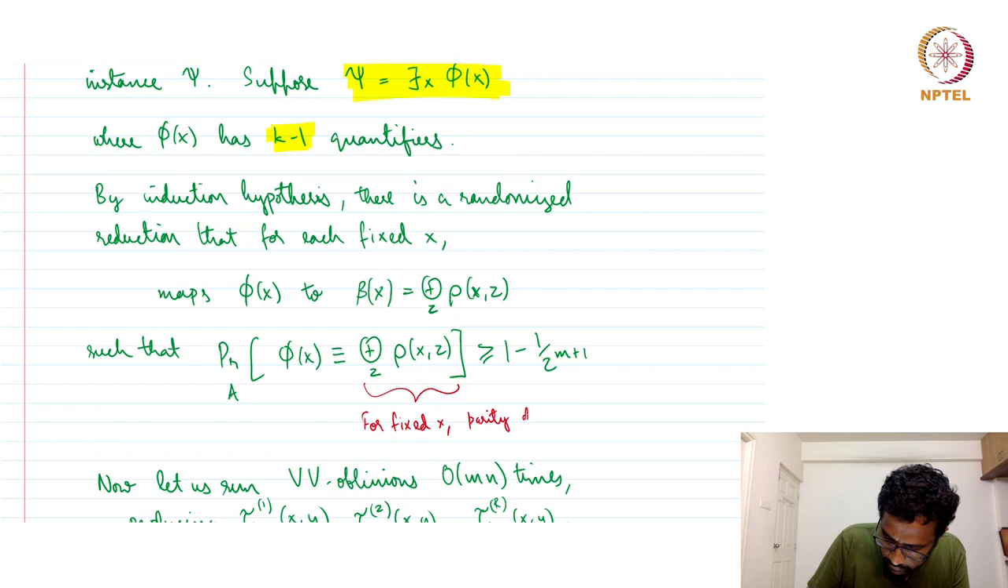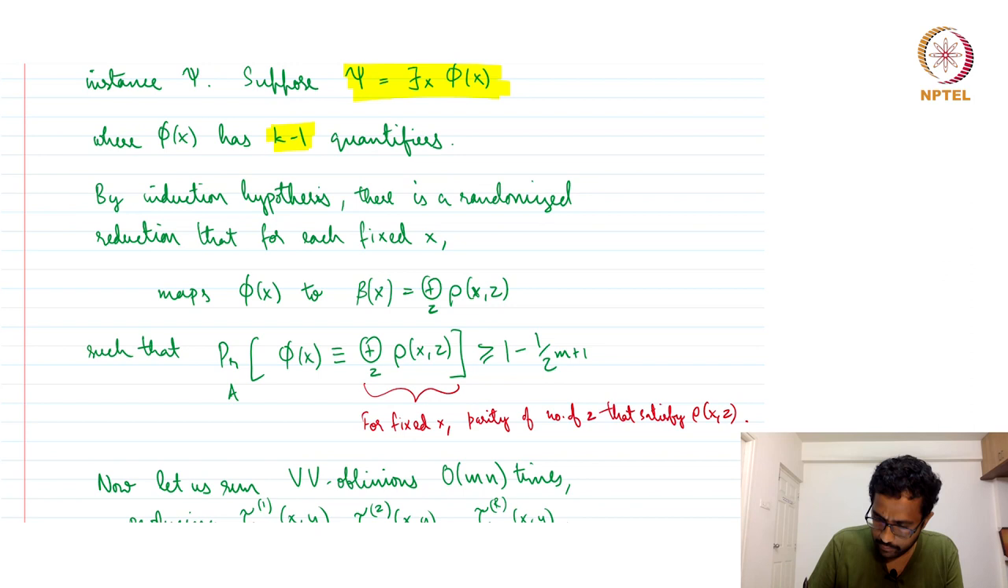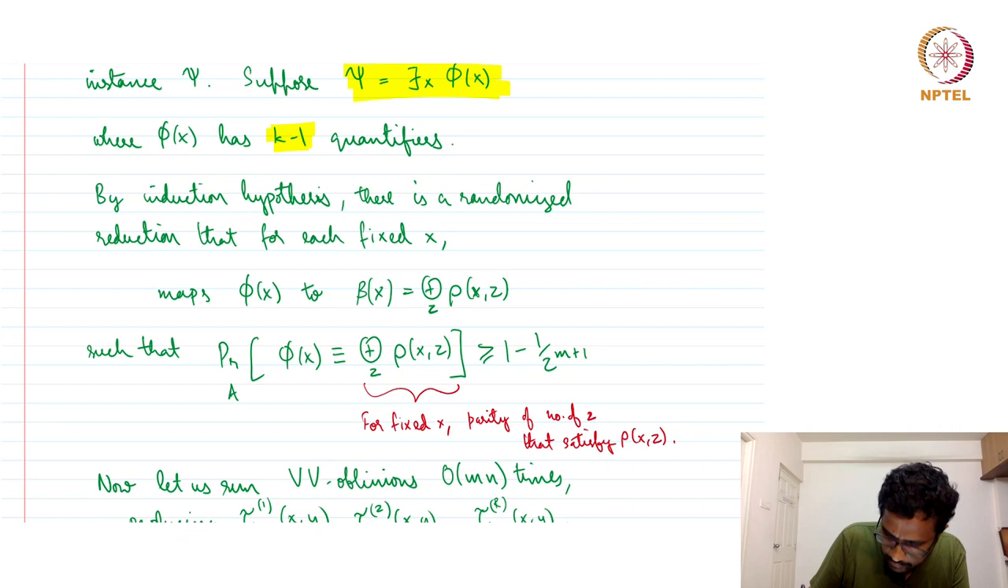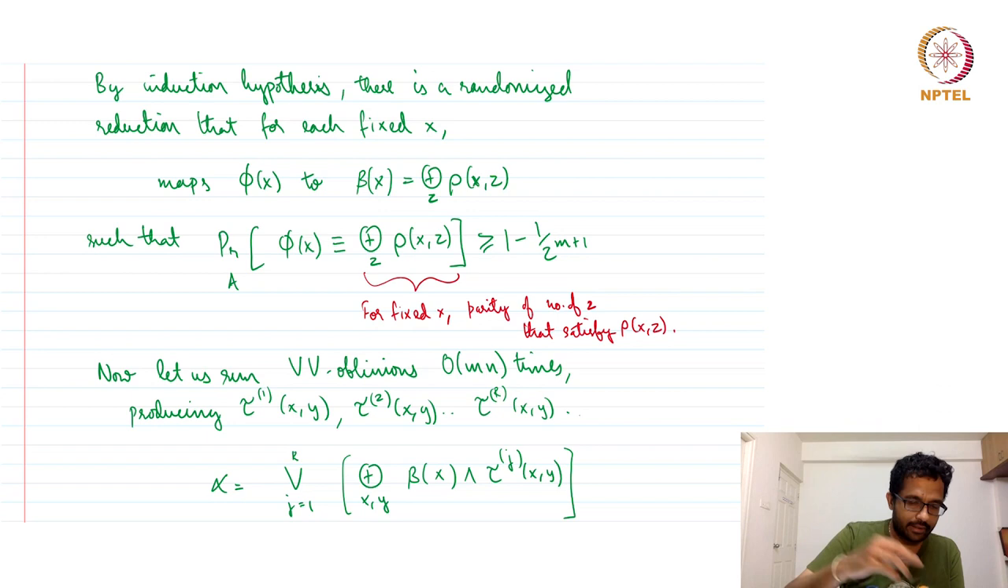parity of the number of z that satisfy rho xz. A parity of the number of z that satisfy rho xz. For a fixed x, it is a parity of this, right? Again, this is just the induction hypothesis. It's the same statement as the theorem but applied to a formula with k minus 1 quantifiers phi. And because phi has some free variables x, let us fix the x to something and then say this, right?